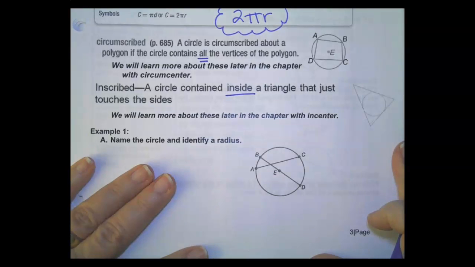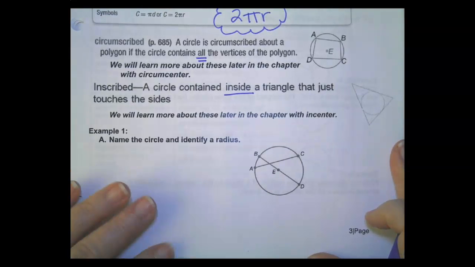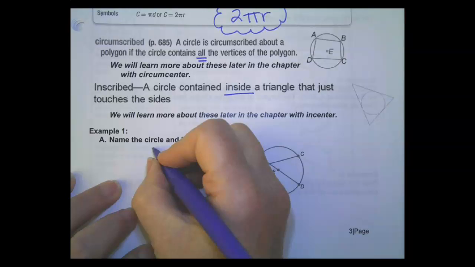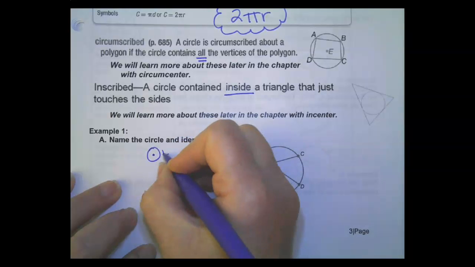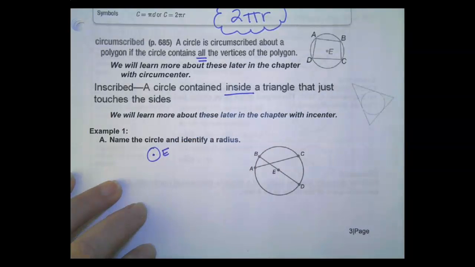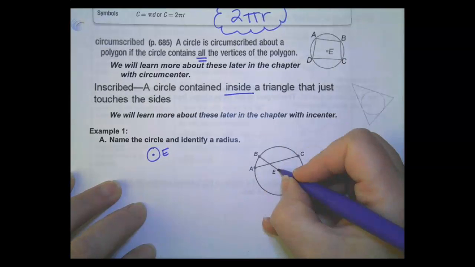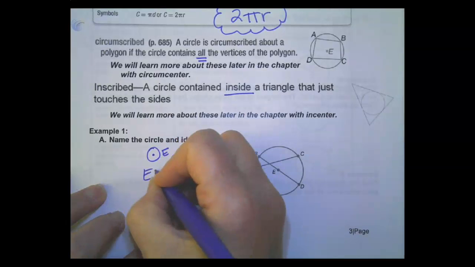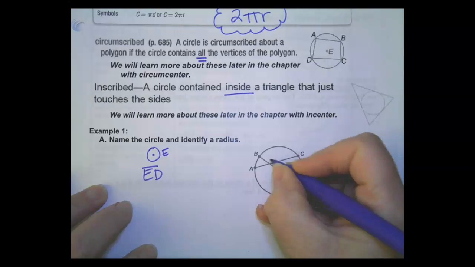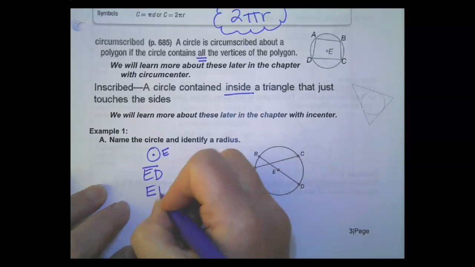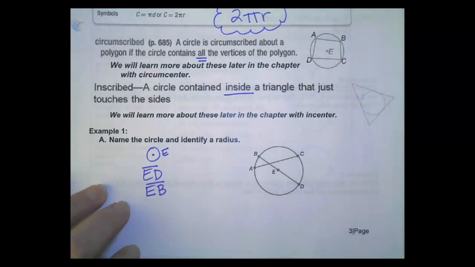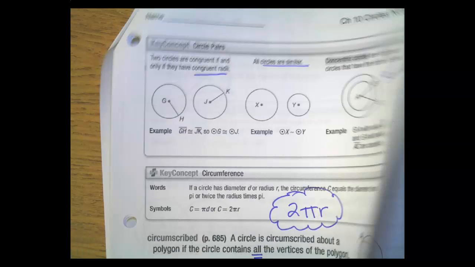Here, name the circle and identify its radii. So my circle is E. My radii, I have E to D, and I have E to B. The other one is a chord, and B to D would be your diameter. Okay. Moving quickly. This is great.